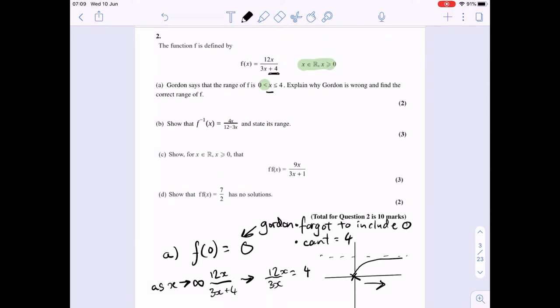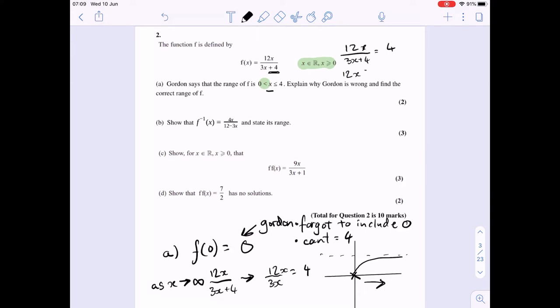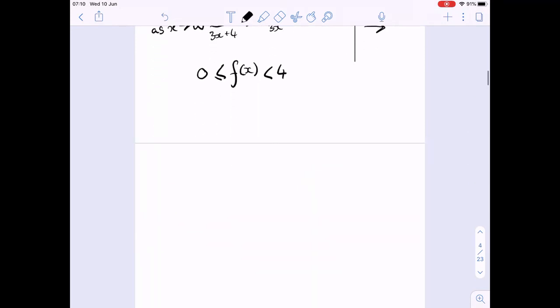If you're not convinced, you can say, well, what happens if I do 12x over 3x plus 4 equals 4? Well, this is going to be 12x equals 12x plus 16 when you expand it all out. And then you end up with 0 equals 16. It's a sort of paradoxical statement there, if you take away 12x from both sides. That doesn't make sense. So let's have a look at b now.